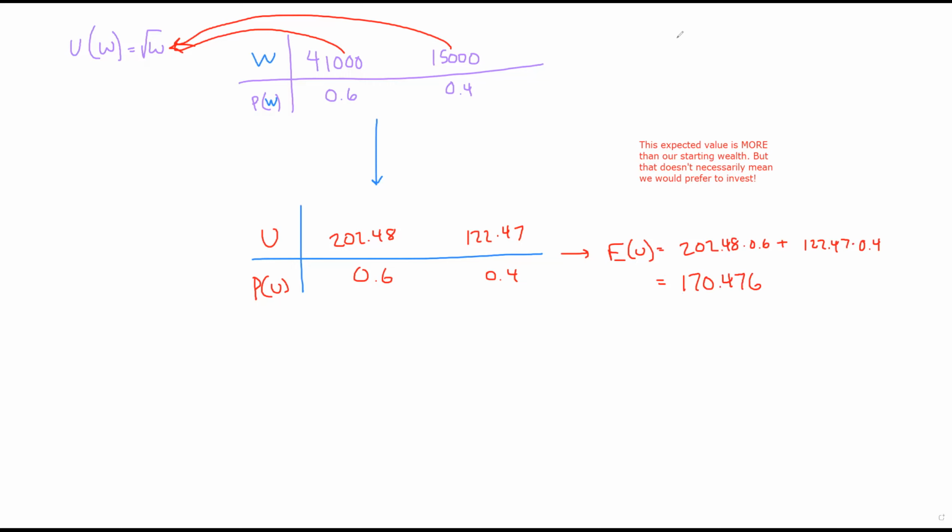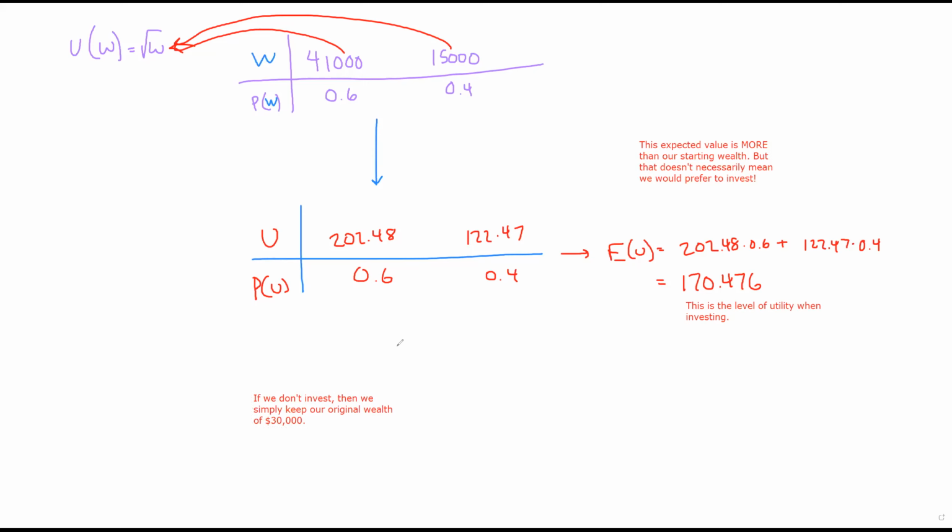So this is the level of happiness, or utility, when investing. If we don't invest, then we just simply keep our original wealth of $30,000. This needs a corresponding utility.